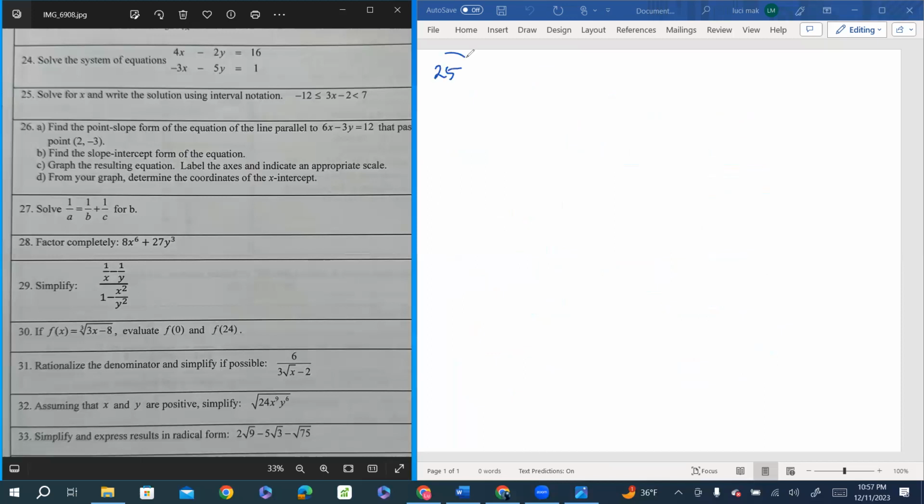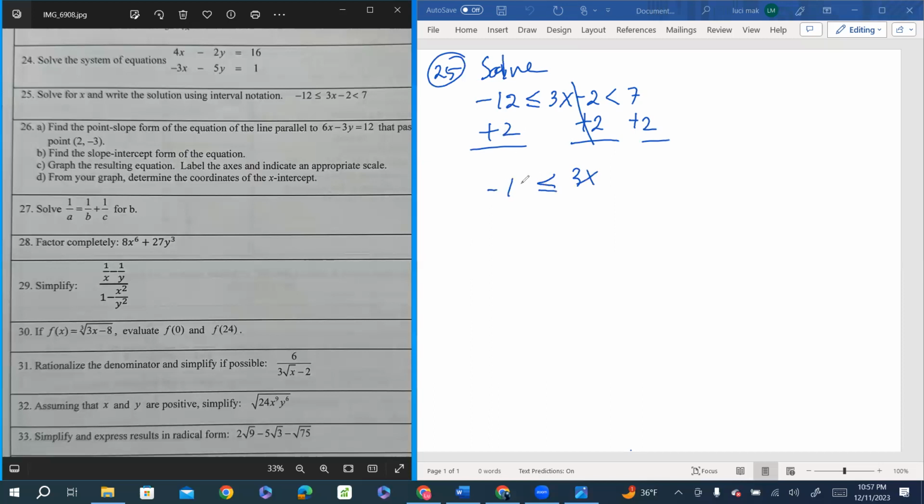25. We want to solve for x and write in interval notation. So solve. We have negative 12 is less than or equal to 3x minus 2, less than 7. So here you can write this as 2 separate inequalities or 1 inequality. What we need is an x in the middle. So add 2 on all the sides. Cancel this out. So we have 3x is greater than or equal to negative 12 plus 2, which is negative 10, and less than 7 plus 2, which is 9.